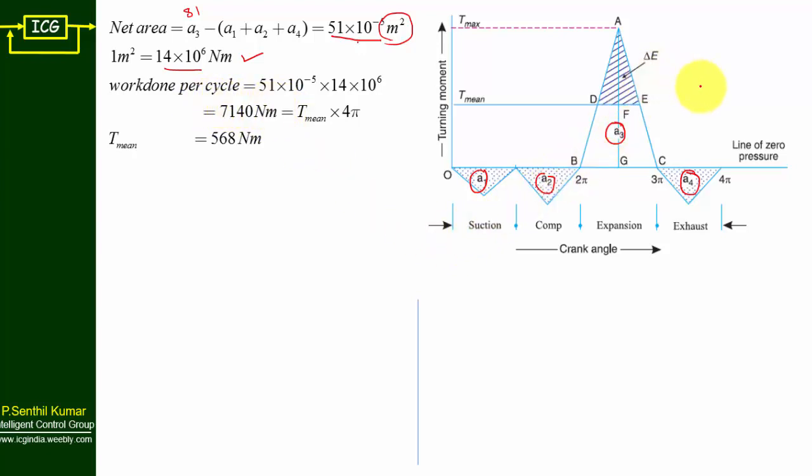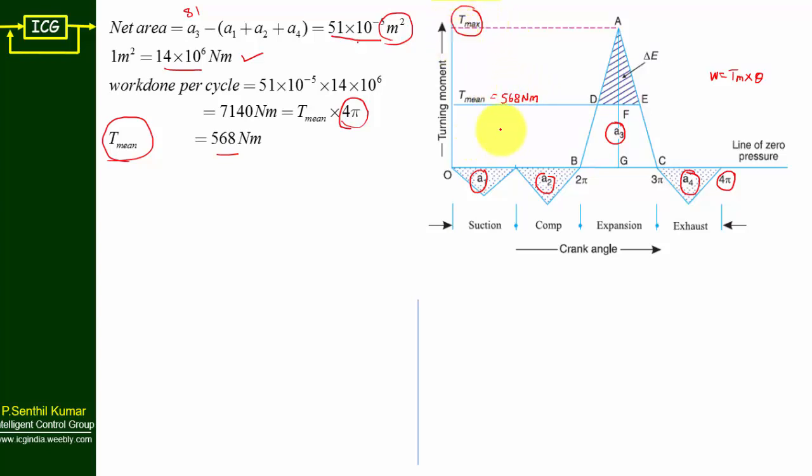So what is the formula for work done? Work done equals T mean into theta. Here theta represents the maximum angle, 4 pi. So I can take 7140 newton meter as T mean into theta. From that I can find the T mean value: 7140 divided by 4 pi. You will get 568 newton meter. This is nothing but the T mean value. Now I need the T max value.